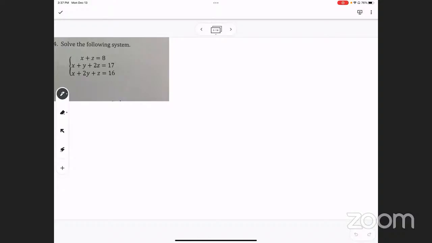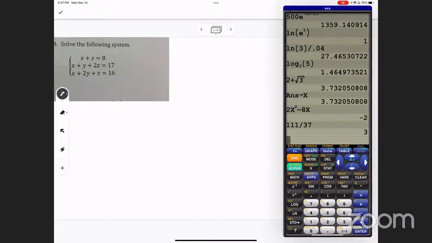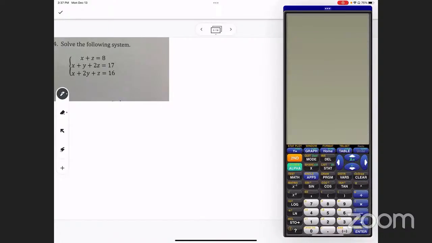Okay. Actually, you know what? You don't have to get it. I'll just show you how to do it. Okay. I'll pull up my calculator. You can just watch. Now, this is not really how they want you to do it, but it's definitely the easiest way to do it.